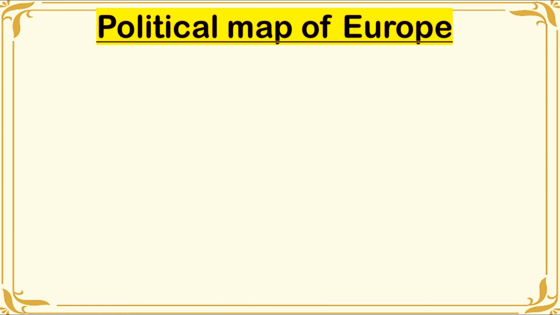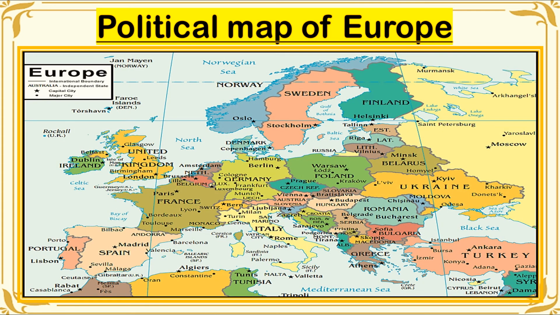Next class is the political map of Europe. So the political map of Europe shows us the different countries as well as the capital cities of each country.